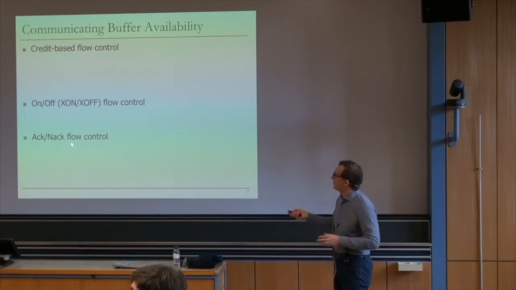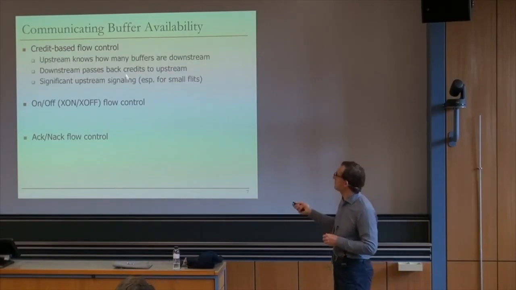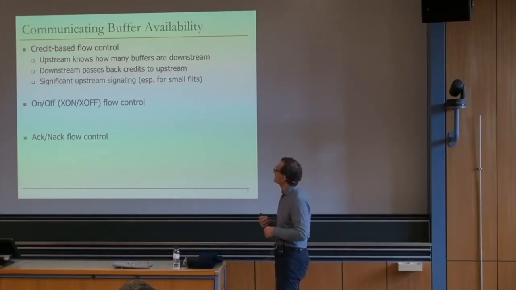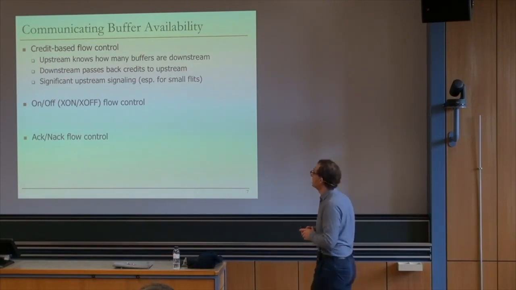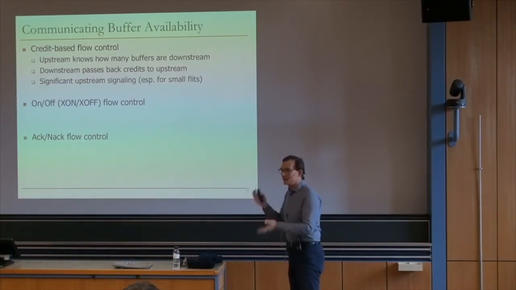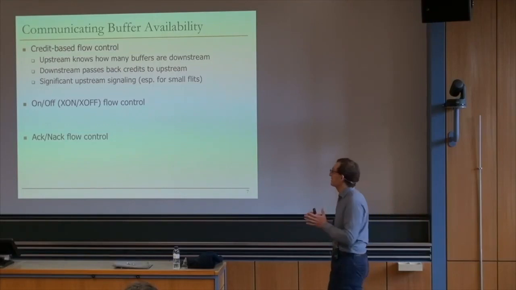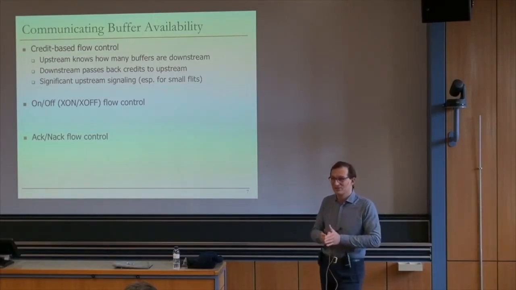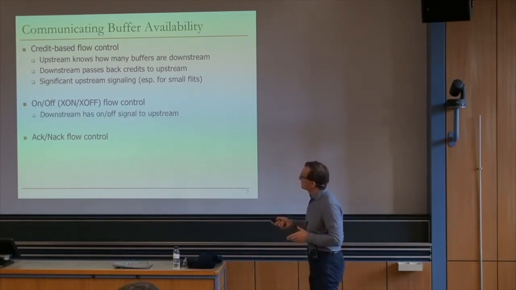Credit-based, on and off, ACK or NAC. Essentially, credit-based flow control says upstream routers know how many buffers are available downstream. The downstream routers that are receiving the packets pass back credits to the upstream saying, I have this many buffers available. And this leads to a lot of signaling between the routers. So there needs to be another network that carries these credits just to ensure that buffering is done correctly. So it's a lot of overhead, as you can see. We will see an example of this in a little bit.